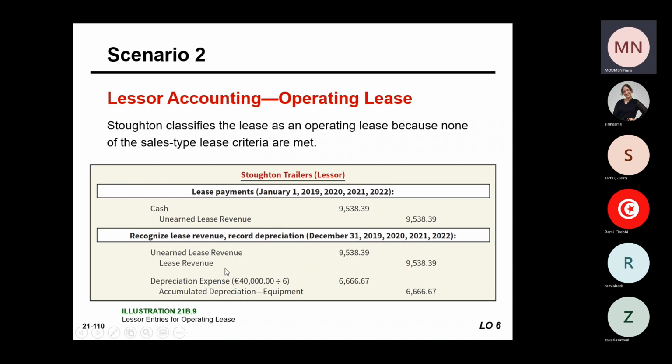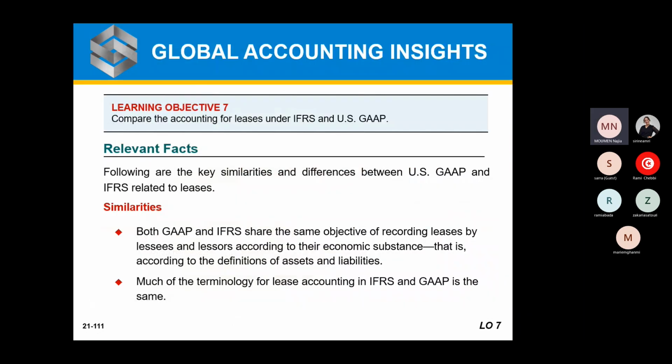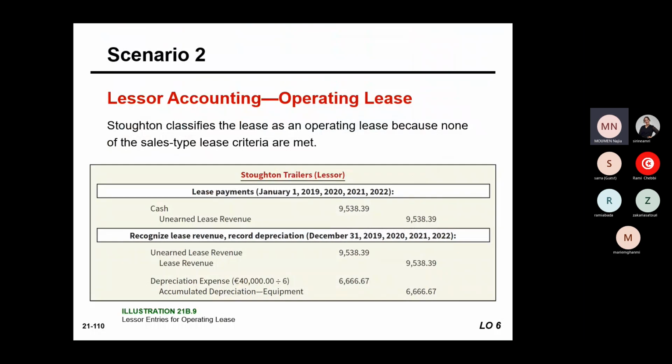Then at December 31 of each year, 2019, 2020, 21, and 22, we have to convert our unearned lease revenue to lease revenue, but also we have to depreciate our asset, because as we said, the asset will be remaining within the books of that firm. So we have to debit depreciation expense and credit accumulated depreciation for the 6,666. You see here we just continue depreciating the asset over its useful life. Okay, so that's all for the lessor.